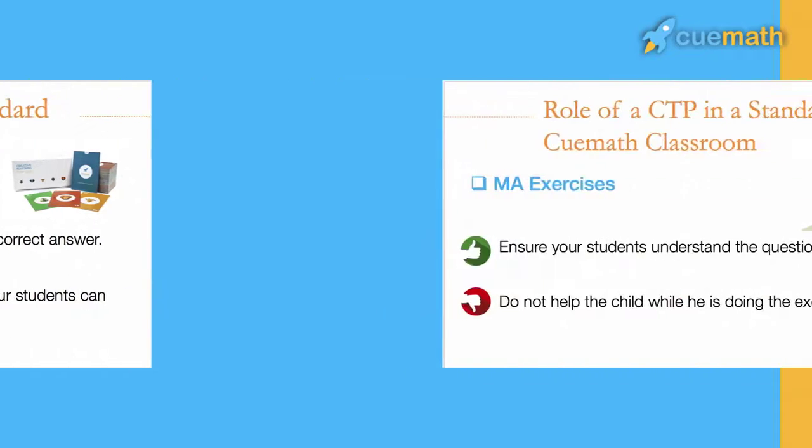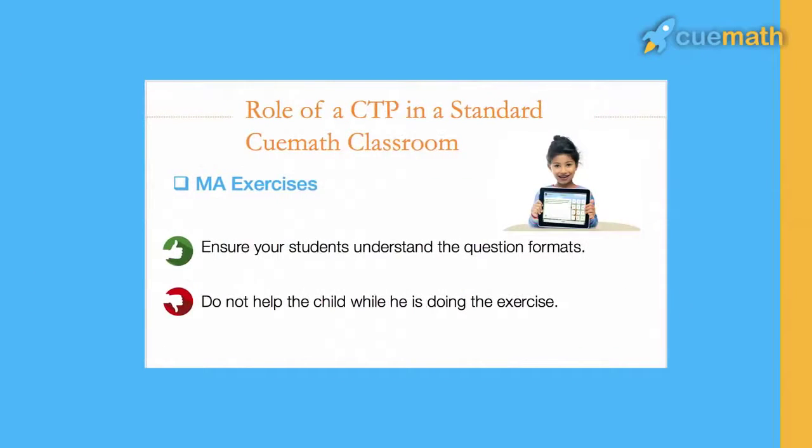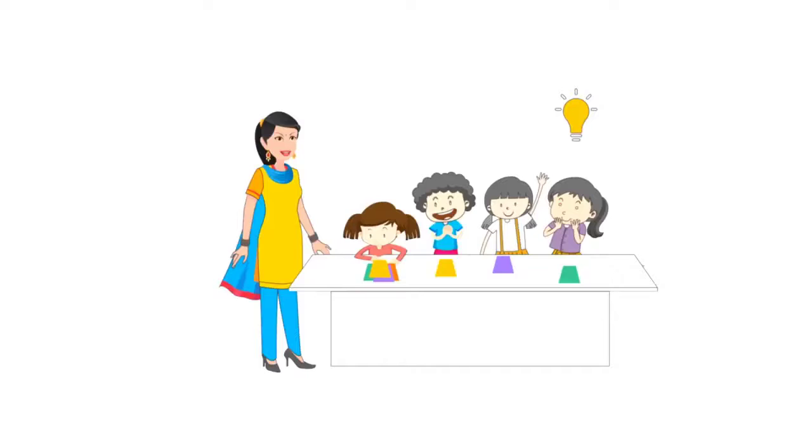For mental aptitude exercises, your role is to help your students in understanding the questions and format, especially for a new skill. You may do this by launching practice exercises on the tab. Do not help the child during the exercise. You can help him review his answers at the end of the exercise.